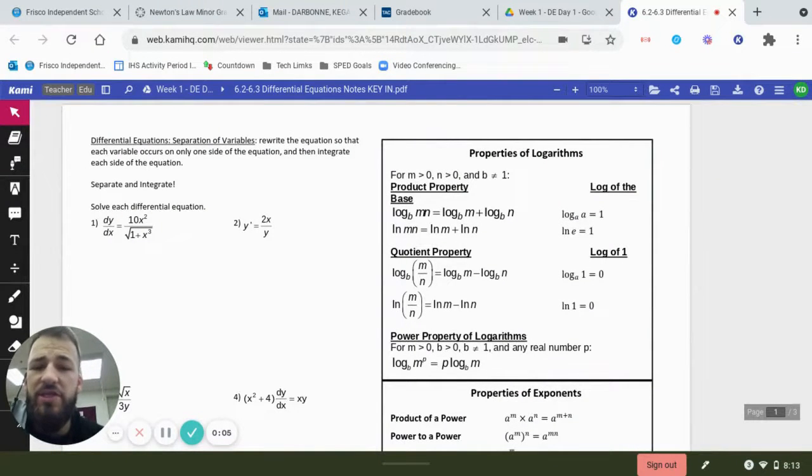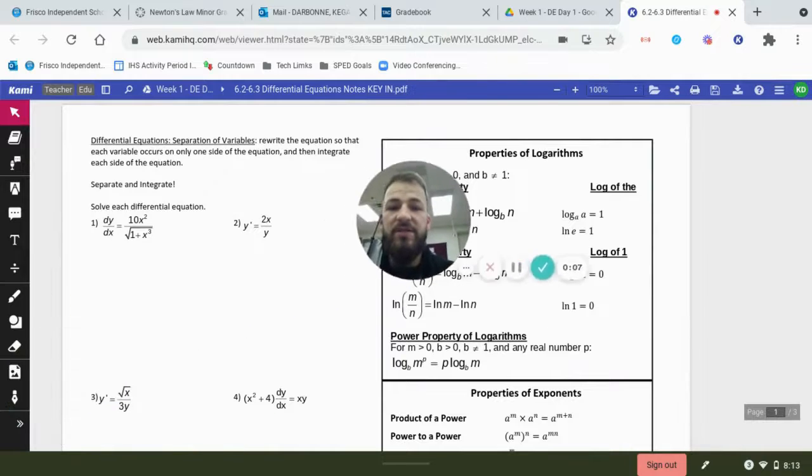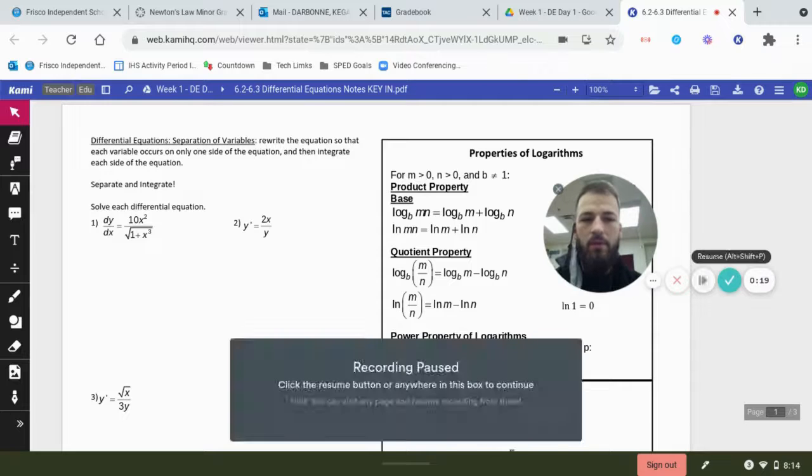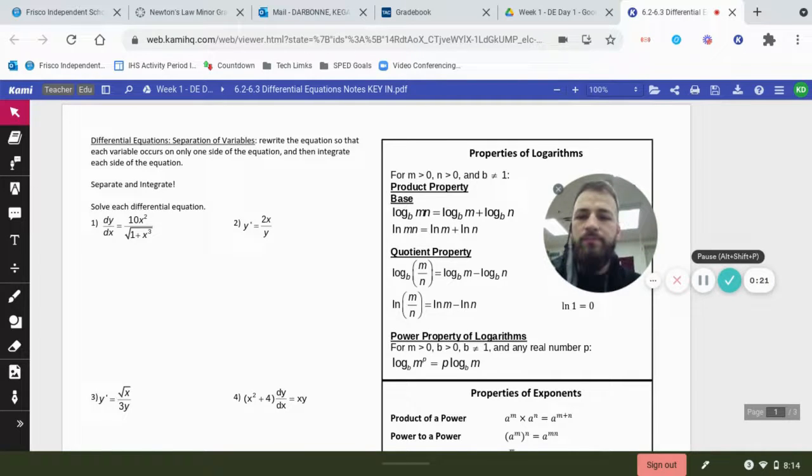It's our first notes in chapter 6. We've talked about differential equations a little bit before. A differential equation is just an equation that involves dy/dx, so the derivative, and then x and y, or just x. It can have a combination of all of them. So we're going to look at number 1.